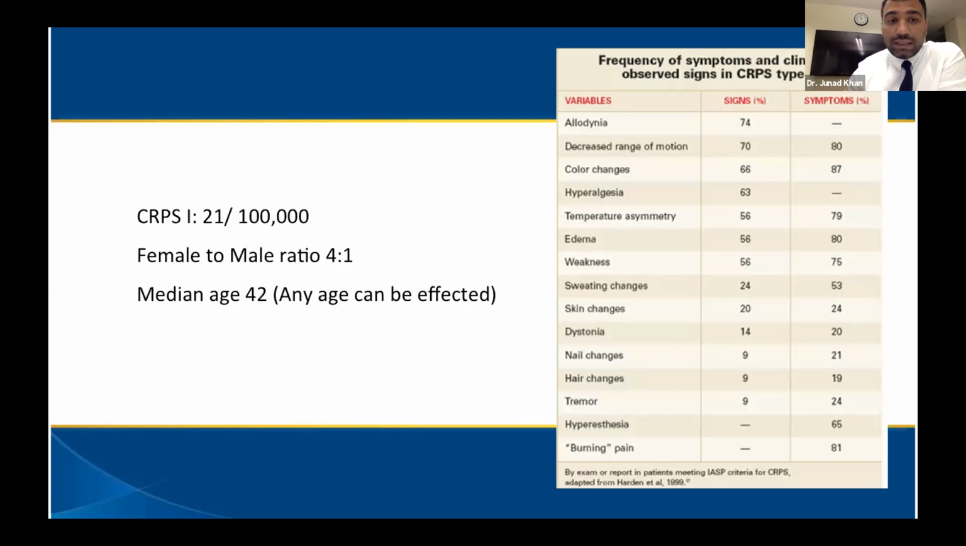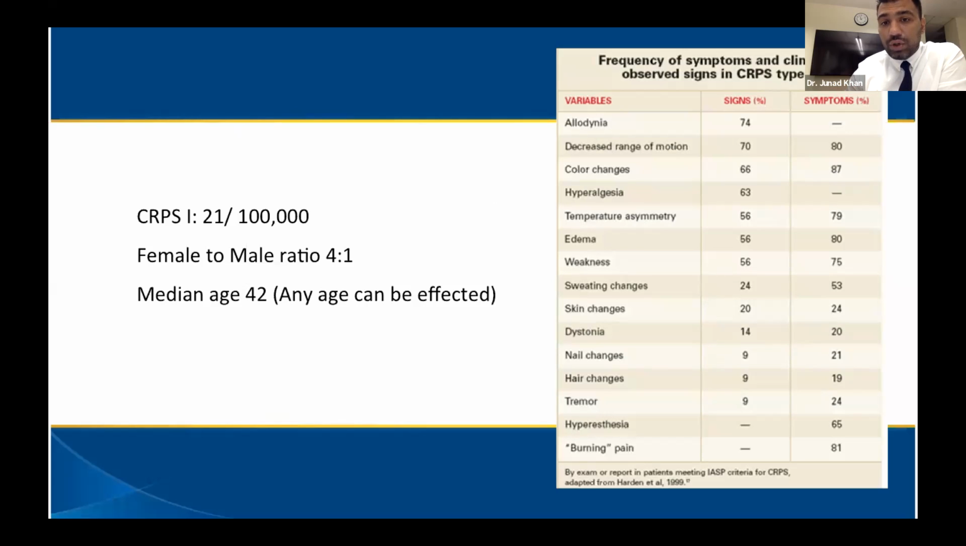What's important here is that a lot of the clinical features that the patients present with are those that are presented in patients with neuropathic pain also. For example, allodynia is present in almost 75% of the patients, which is a very big number. Color changes, temperature asymmetry, edema. These signs and symptoms are present not only in CRPS, but in neuropathic pain too.